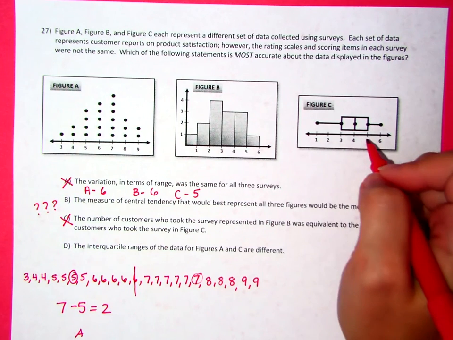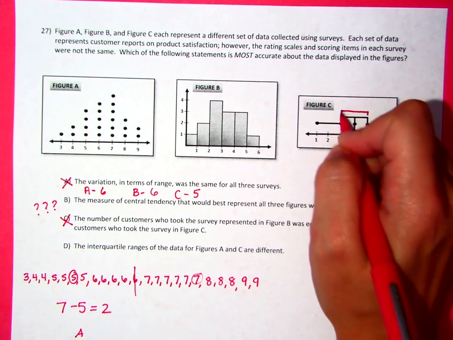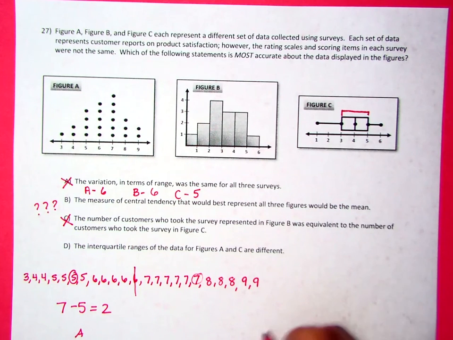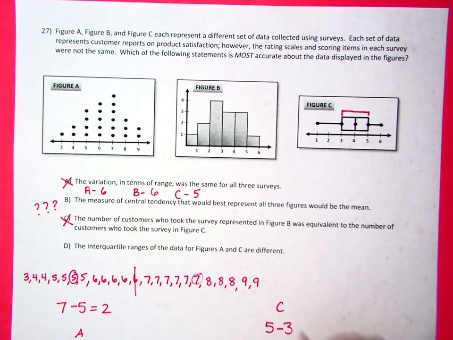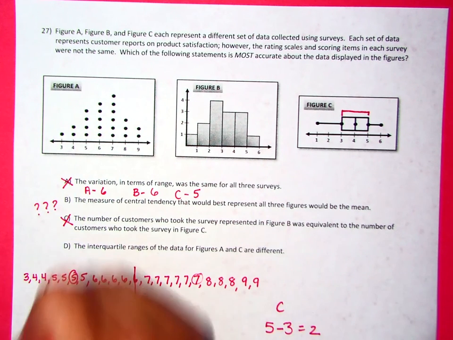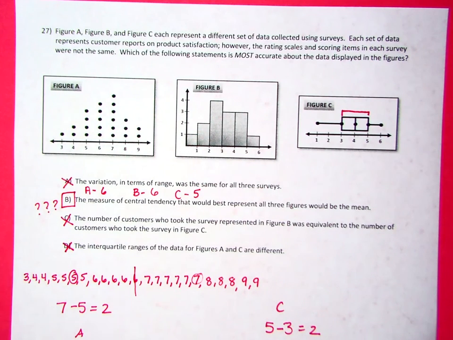Now let's look at our interquartile range here. Fortunately, to find the interquartile range, it's the range of the box. So it's this number 5 minus this number 3 for figure C, which is 2. Those are the same. It says that these are different, but the interquartile ranges here are the same. So this really is not the best answer. That puts the best answer being answer choice B.